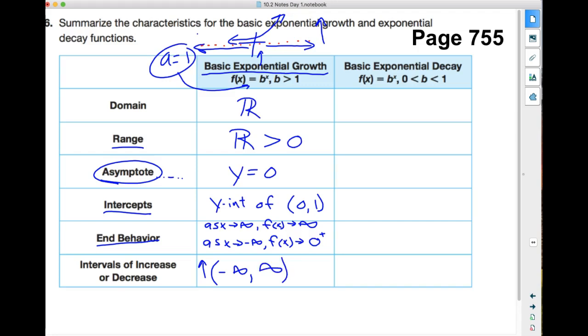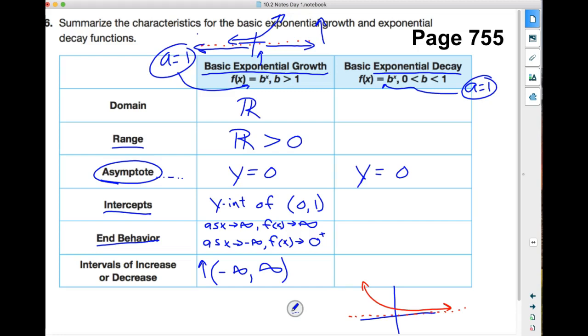Okay? Now when we look at our exponential decay functions, again, a here is equaling 1 for all the purposes of this right now. The only difference is, I'm going to draw my decay function down here on the bottom. My decay functions start high and then they come in low. And yes, just like the caffeine was decaying in his system yesterday, it gets closer and closer and closer to 0, which means horizontal asymptote at y equals 0.